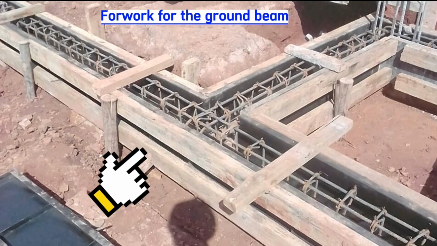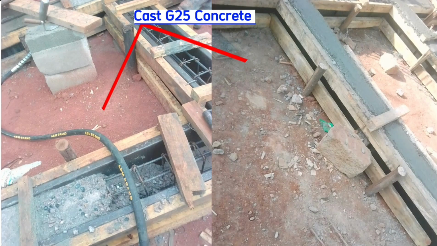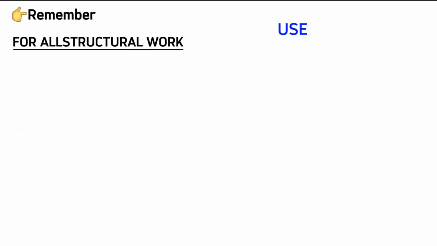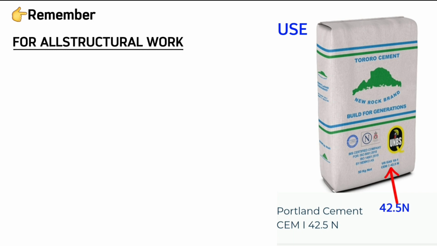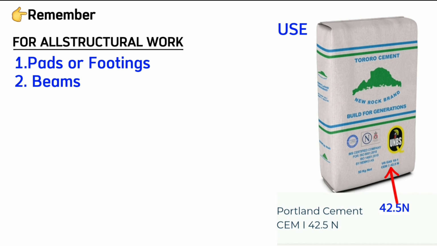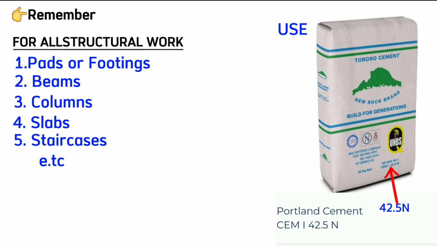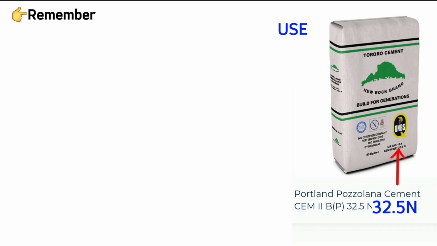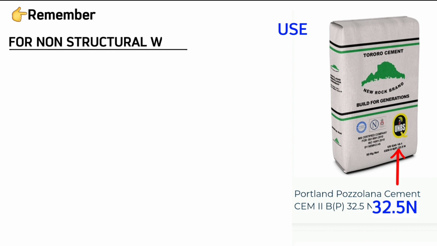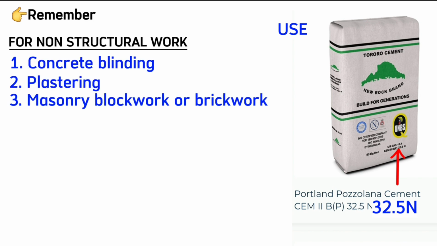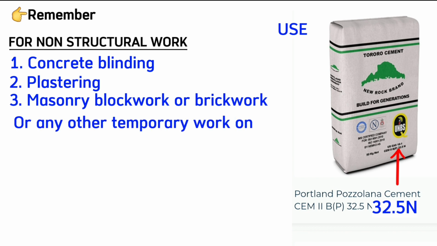After doing formwork properly, cast concrete for the ground beam which is of grade 25. Also remember that for all structure work, you use cement with 42.5 compressive strength. When I say structure work, I mean the foundation or bases, all beams, all columns, all slabs, all staircases, you use cement with 42.5 compressive strength. You can use cement with 32.5 compressive strength only when doing concrete blinding, when plastering, when doing block work or brickwork or any other temporary work on site.